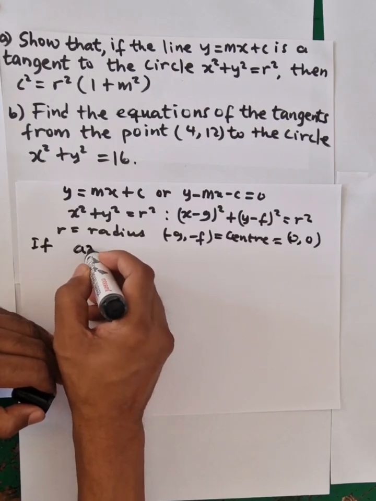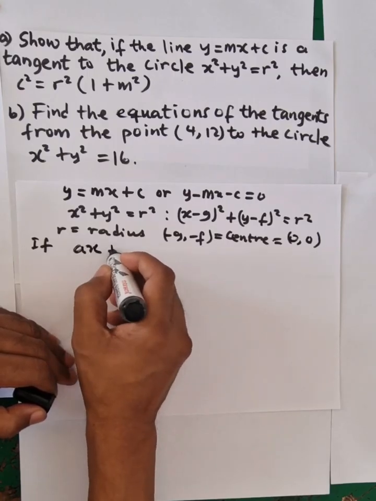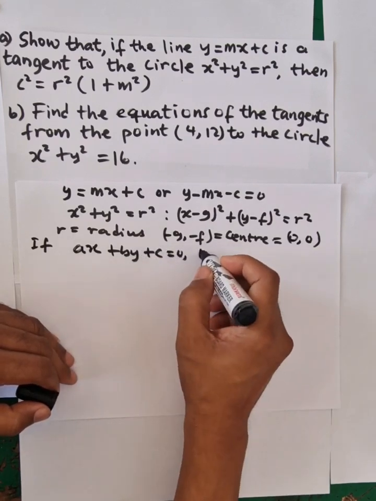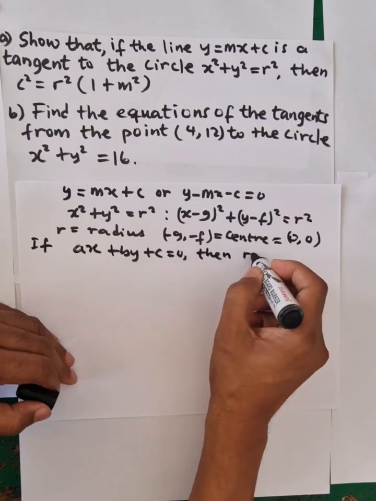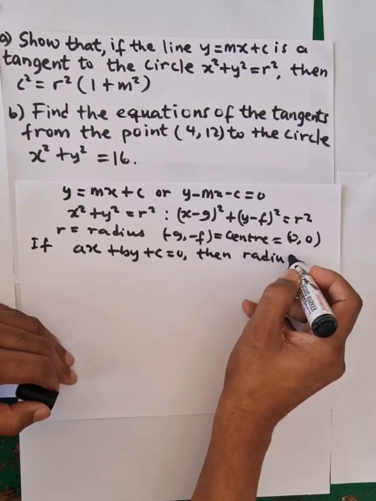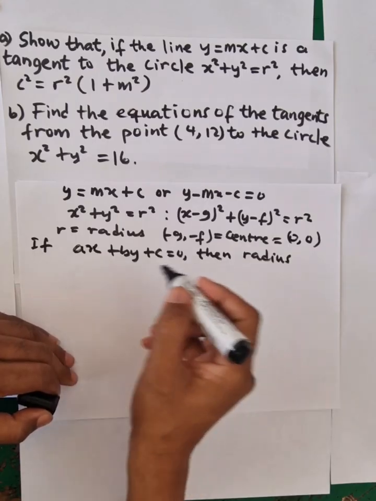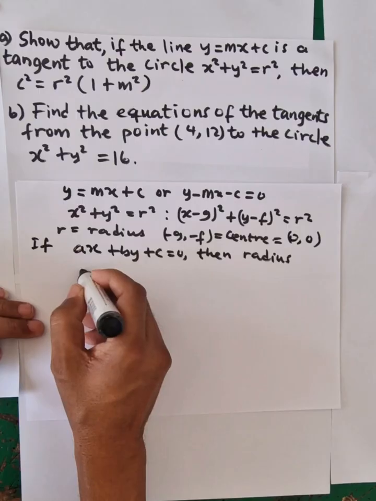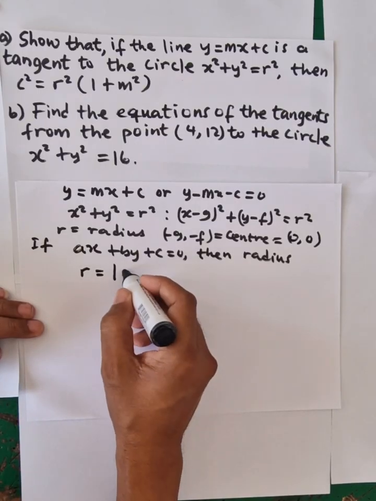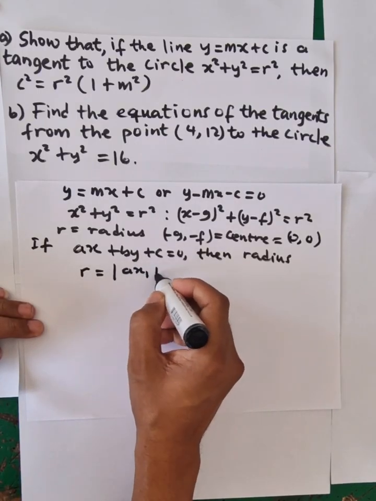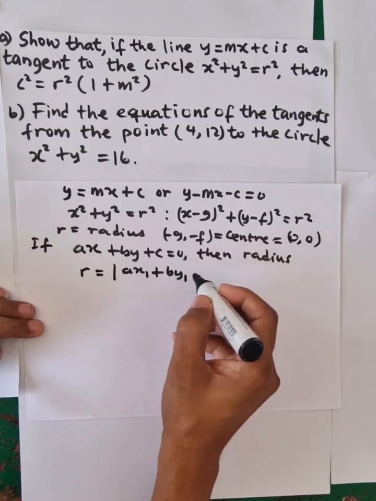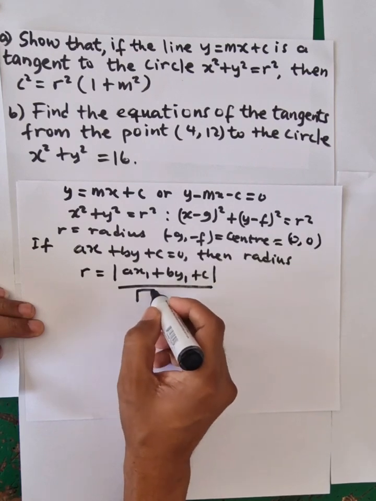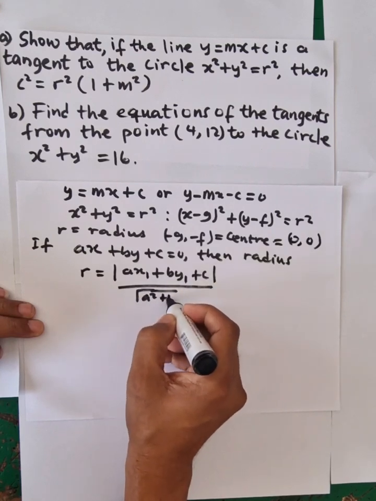Now, if you have a linear equation, or let's say a tangent to a circle with equation of the form ax plus by plus c is equal to 0, then the distance of the radius can be given as r is equal to modulus of ax1 plus by1 plus c all over root of a squared plus b squared.